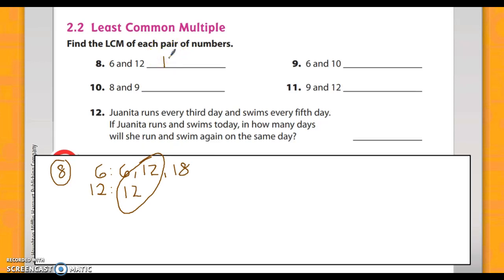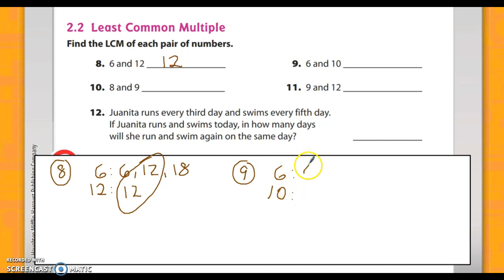And this reviews with us that when there's two numbers and it's an LCM problem and one of them is a multiple of the other, then the LCM is actually the larger number. It's really pretty simple. Now that's not going to work for 9 because 6 and 10 are not multiples of each other. We still don't have to go very far on 6 and 10.